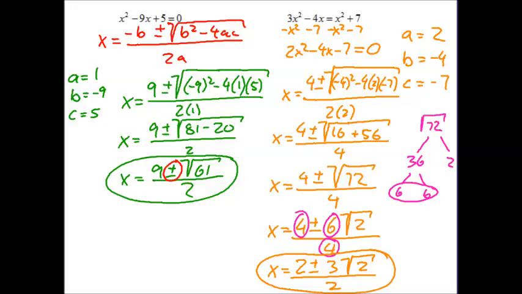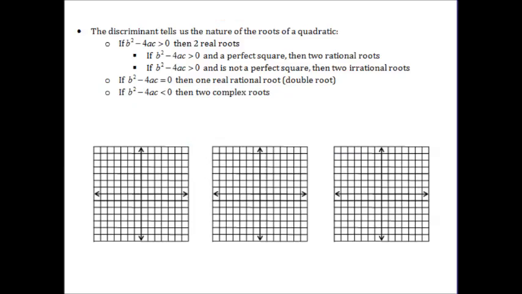Now let's talk about the discriminant. The discriminant tells us the nature of the roots of a quadratic function. And the discriminant is that part under the square root. In other words, the b squared minus 4ac.